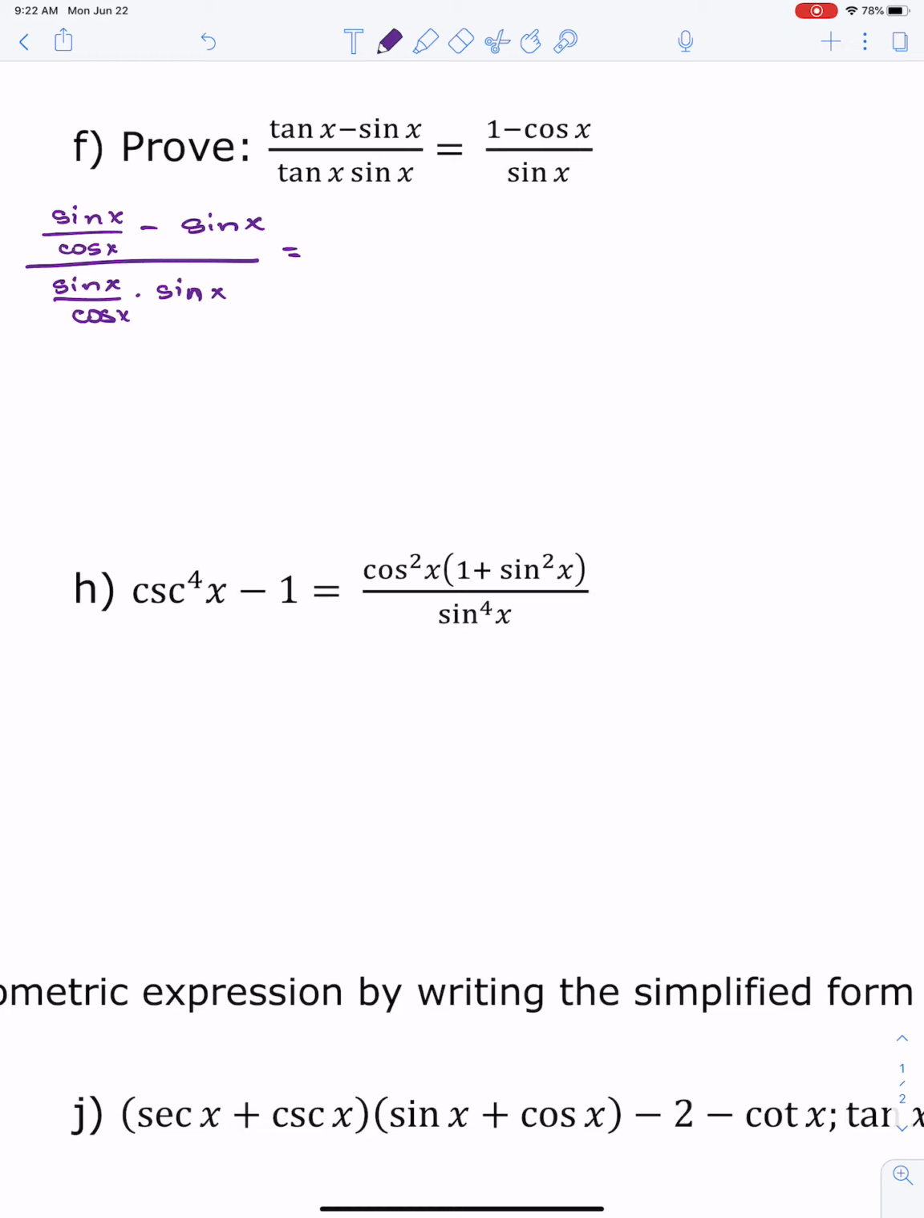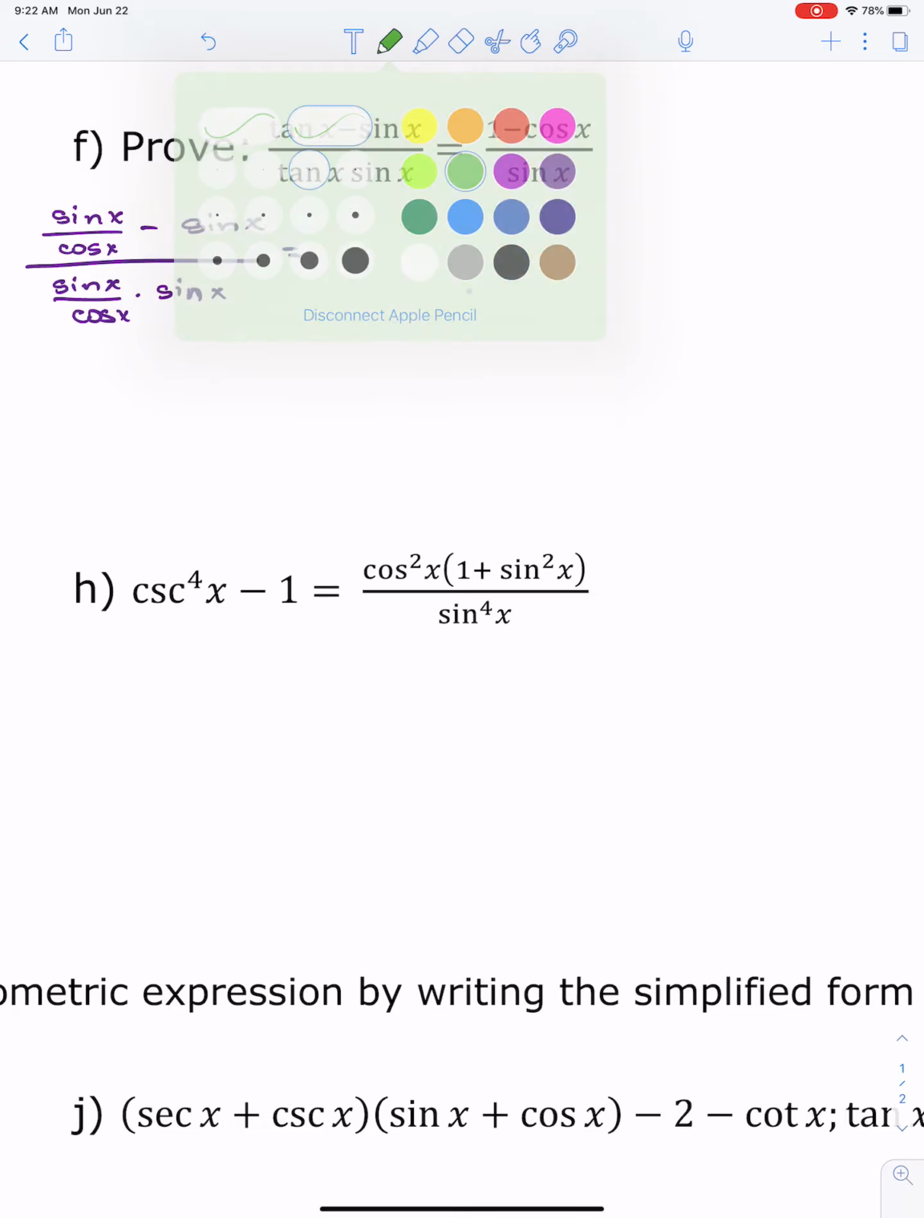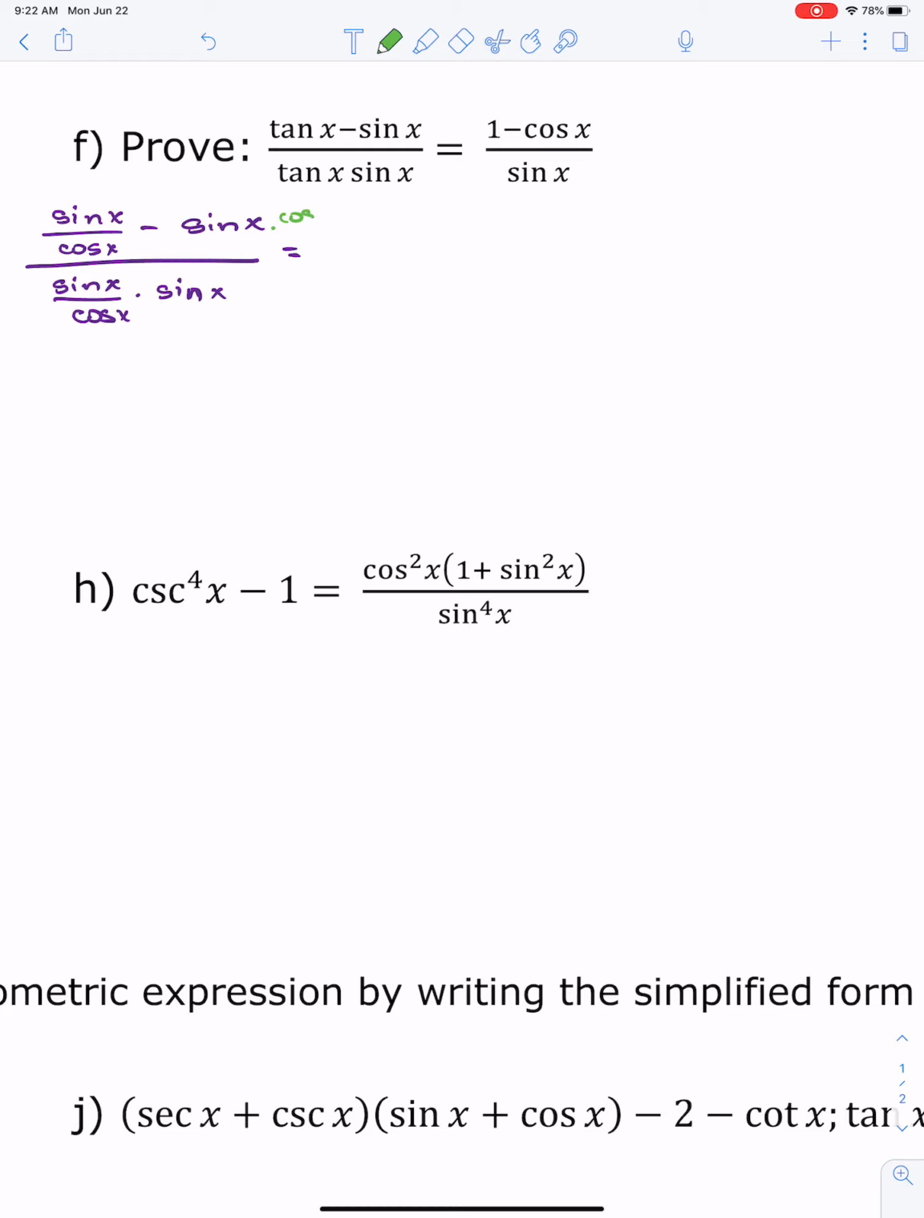So I need a common denominator in the numerator. I'm going to multiply this second term by cosine x over cosine x. I'm going to combine what I have in the numerator, and so my new numerator looks like sine x minus sine x cosine x all over cosine x. And that is all over sine squared x over cosine x.